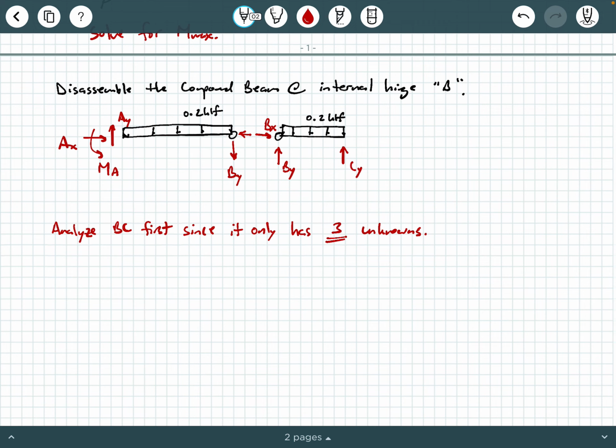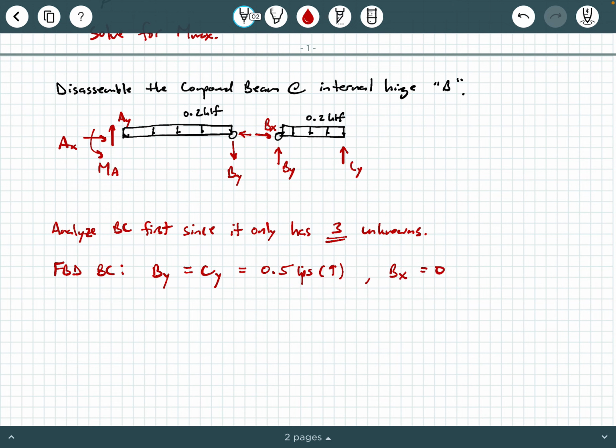So if I just start with my free body diagram of BC, I'm only going to look at BC. I'm going to forget about AB for now. Just look at BC. Hopefully from your knowledge of statics, you can come to the conclusion that BY and CY are equal, and they're both equal to 0.5 kips reacting upwards, and BX is just equal to 0.